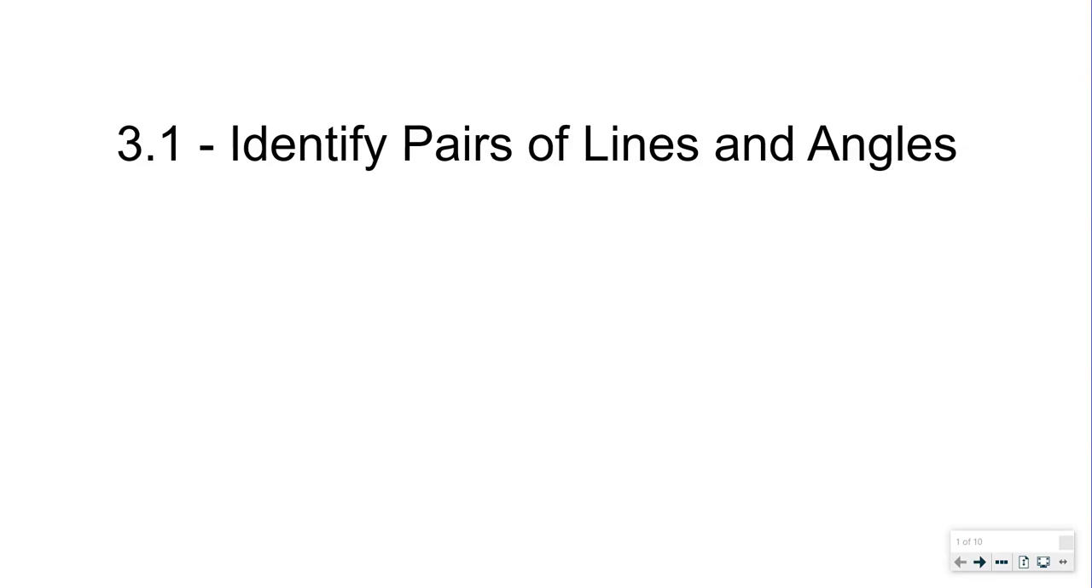All right, class, time to start a new unit. Unit 3, Parallel and Perpendicular Lines. Today we're going to look at section 3.1, Identifying Pairs of Lines and Angles.